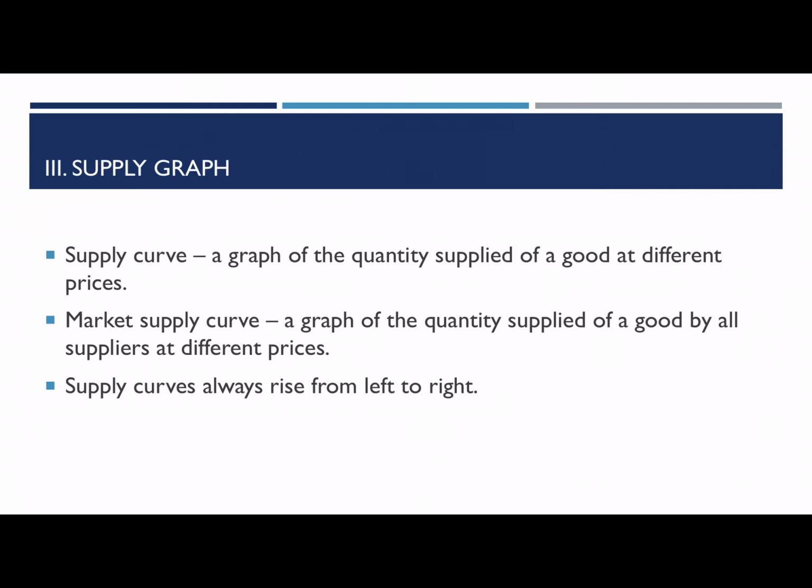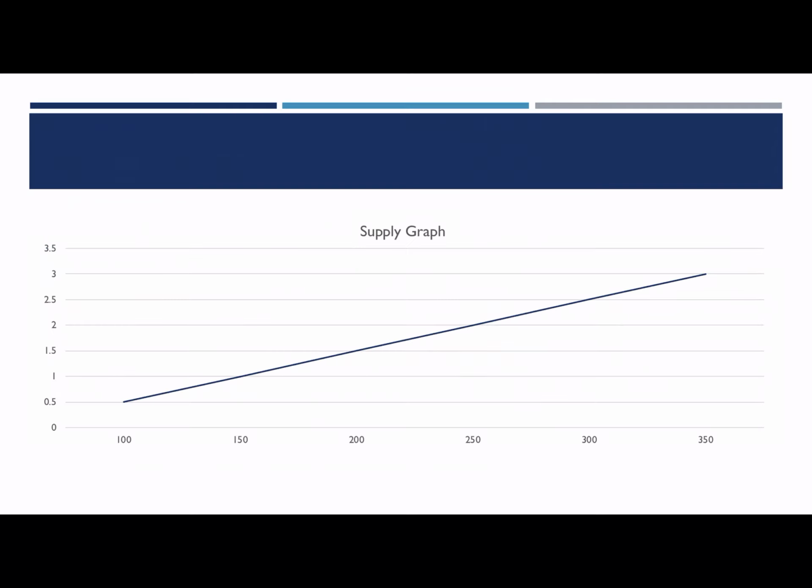Part 3, supply graph. A supply curve is a graph of the quantity supplied of a good at different prices. Same with the market supply curve, again a graphic representation of quantity supplied of a good by all suppliers at different prices. Unlike the demand curve, supply curves always rise from the left to the right, whereas demand curves always go down from top left to the right. Here's an example of what a supply curve would look like. If we had a demand curve on there, which we'll do next unit, they would basically form an X, or they would intersect at some point.